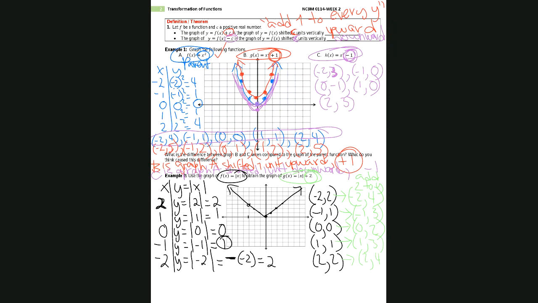So let's go ahead and plot those points. So negative 2, comma 4 goes here. Negative 1, comma 3 goes here. 0, comma 2 goes here. 1, comma 3 goes here. And 2, comma 4 is here. So let's see. We connect them, arrows, and you can see how each point was shifted 2 units up.